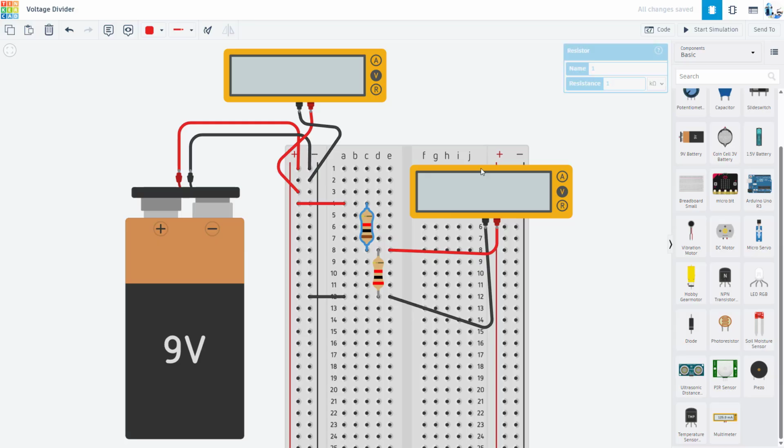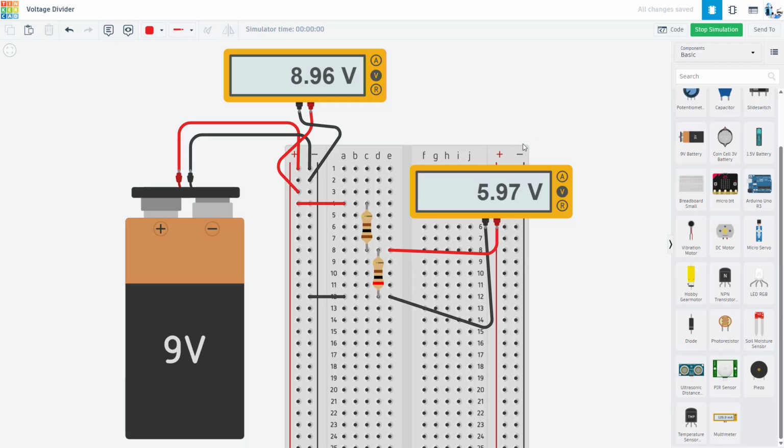What if I reduce it even further and go down to 100 ohms and 200 ohms, and just keep reducing the value, but keeping the ratio the same? Am I still going to get 6 volts out here? And in Tinkercad, you'll notice something that might seem a little strange at first. I'm no longer getting exactly 9 volts at the input.